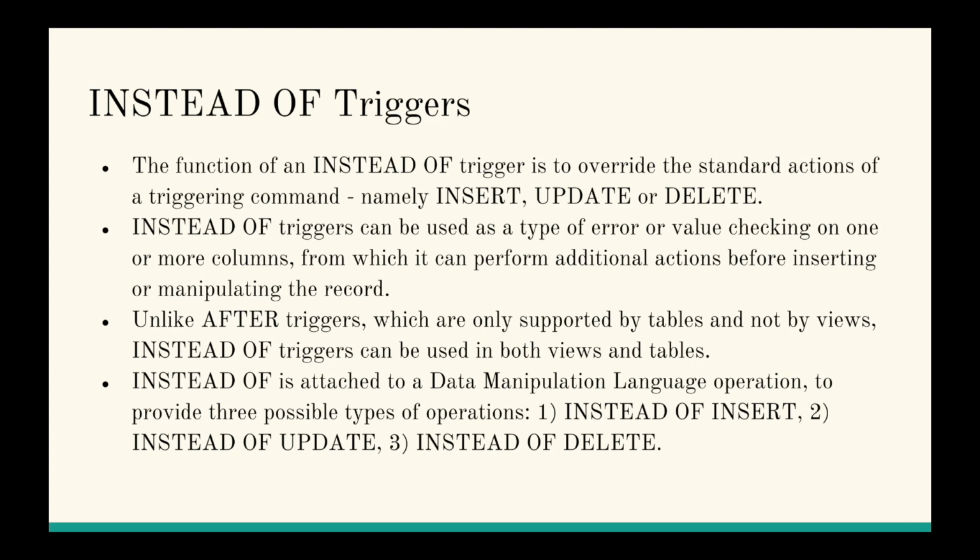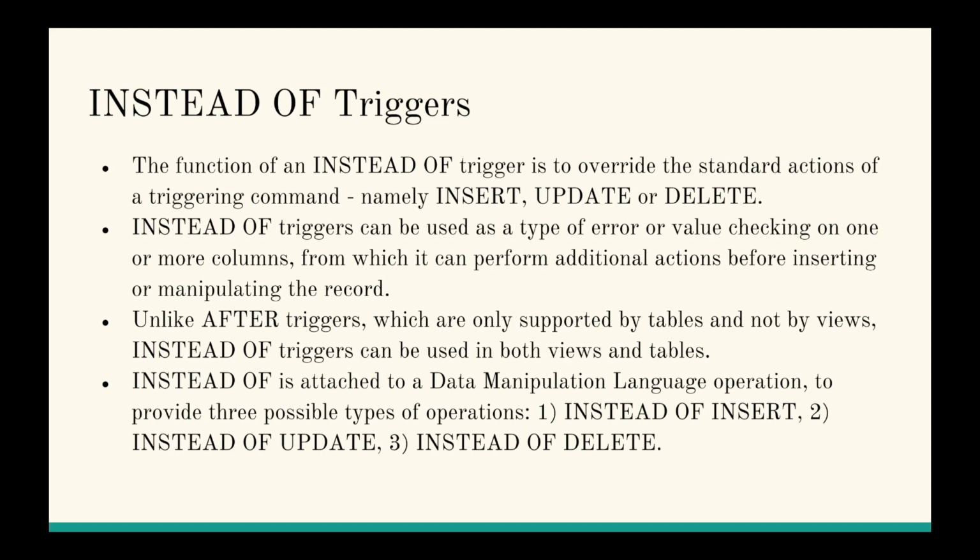I will be explaining the functionality of instead of triggers in SQL, using MS SQL as my reference. The main function of an instead of trigger is to override the standard action of a triggering command, which includes insert, update, or delete. It is used as a kind of error or value checking on one or more of the columns before they can be updated, or new data is inserted, or of course deleted.